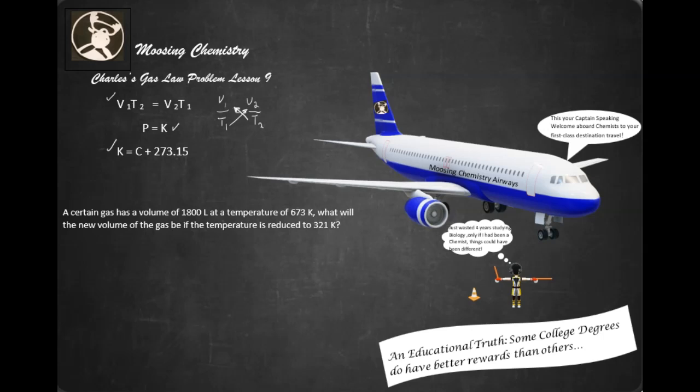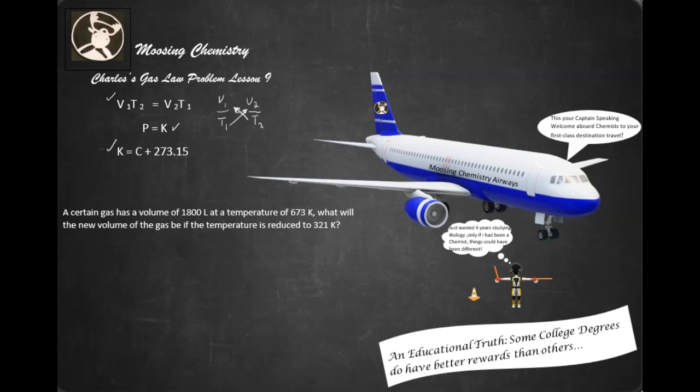So let's go ahead and set this problem up. A certain gas has a volume of 1,800 liters at a temperature of 673 Kelvin. What will the new volume of the gas be if the temperature is reduced to 321 Kelvin?